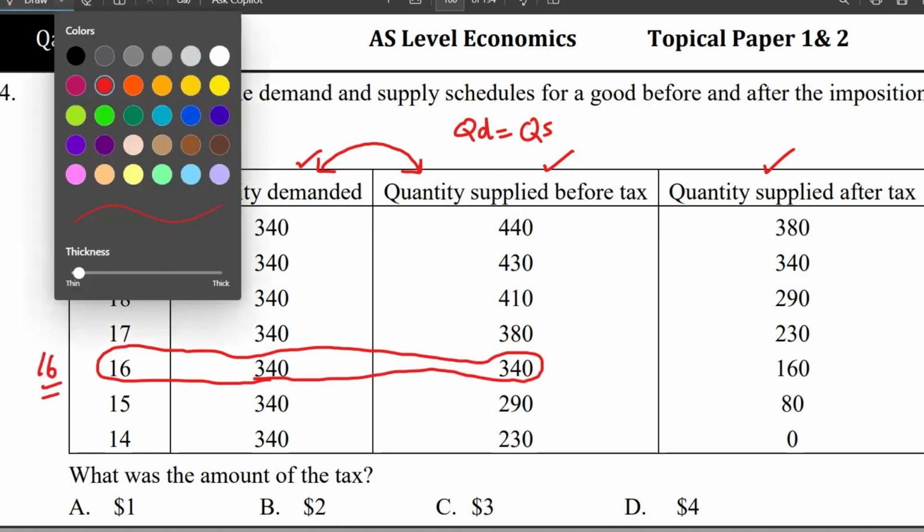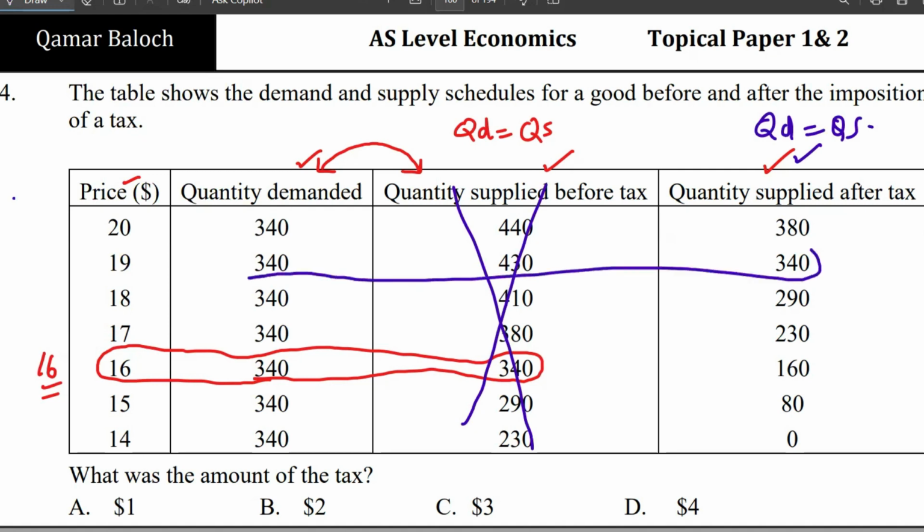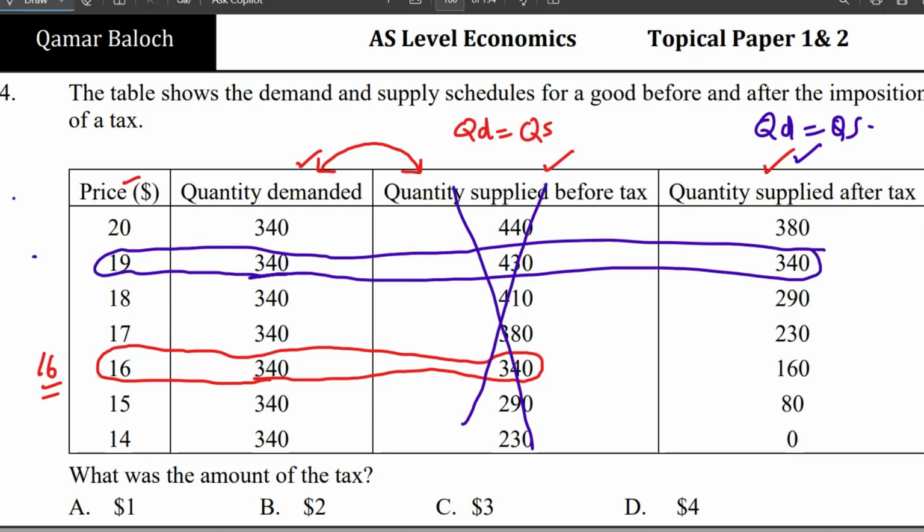When the government imposes an indirect tax, as we have seen earlier, the supply curve will shift. So now this supply curve becomes irrelevant, and the new supply curve will be this one. Again you have to find the equilibrium position, where quantity demand is equal to quantity supply. Quantity supply is 340 here and quantity demand is also 340 here, and the new equilibrium price is $19. If the equilibrium price before tax was 16 and after tax it is 19, it means the government has imposed a tax of $3. So $3 will be the per unit tax.